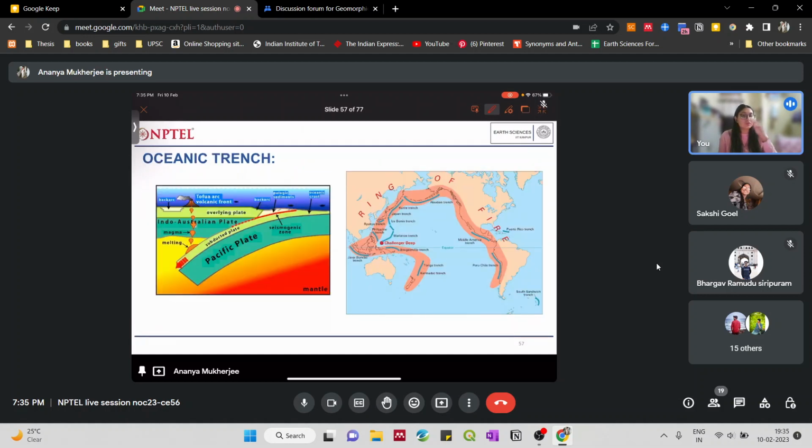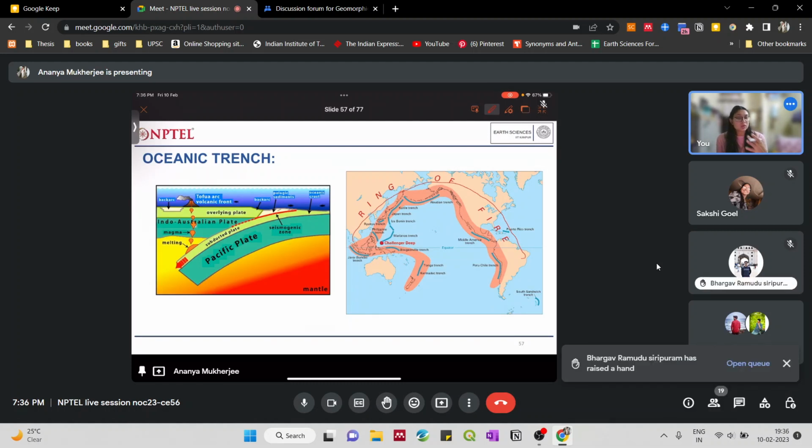Because of these convergent plate boundaries, you find a feature on earth that is called the ring of fire. You might have heard about this. So ring of fire, wherever you have trenches, there will be a volcano associated with it.